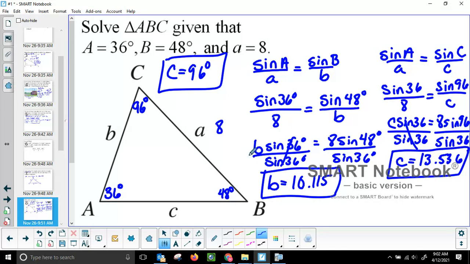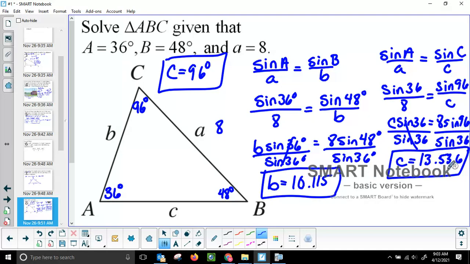If you remember from geometry, the longest side should always be across from the largest angle, and the smallest side should always be across from the smallest angle, right? So we know that C is our largest angle, so C should be my largest side, is it?